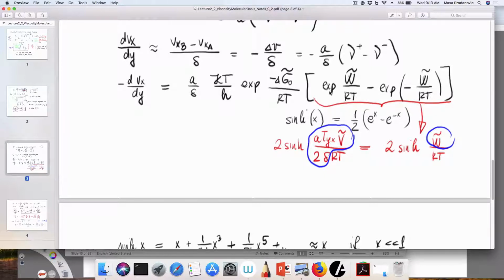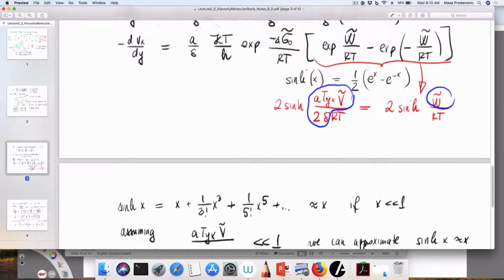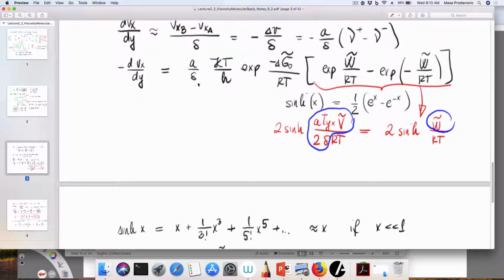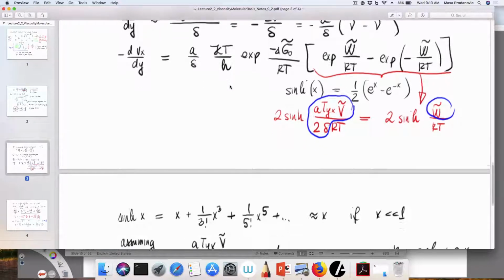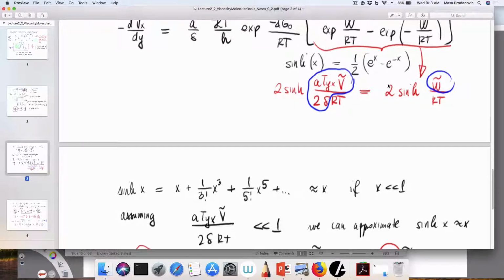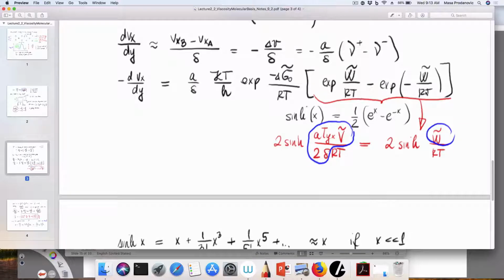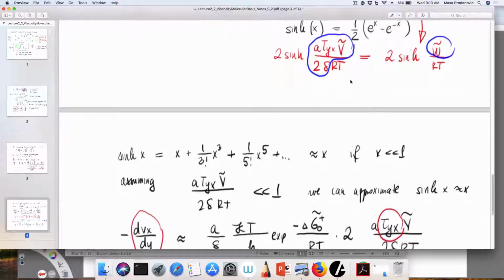I recognize that this is exponential of a number minus exponential of a negative of that number. And that is basically, I can relate it to the hyperbolic sine function. And when I do, we get something like this. So there's this A over delta, kappa tilde over H, multiplied by all of this.